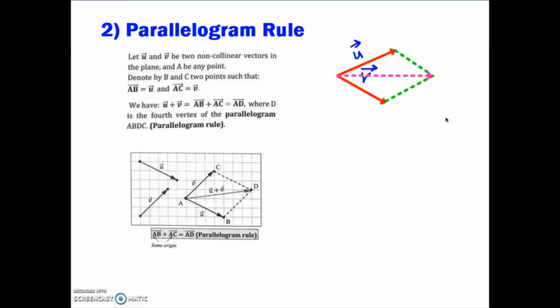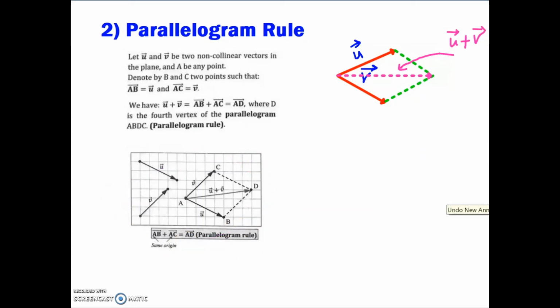Of course, here the drawing is not very accurate, but the idea is clear. So we translate vector V or vector U in such a way that the two vectors start at the same point, and then we complete the figure to get a parallelogram. We join the origin with the fourth vertex of the parallelogram to get this pink vector. So this vector is U plus V. This is shown here also in this figure.